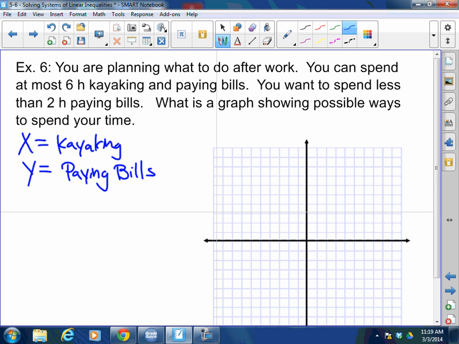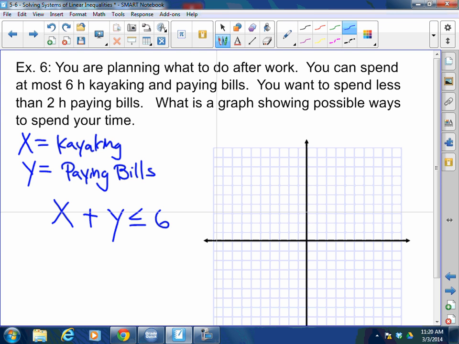What are my 2 equations here? It says you can spend at most 6 hours kayaking and paying bills. So that means if you take some time to kayak, plus the time to pay bills, that has to be at most 6. So it has to be at most, so that's less than or equal to 6 hours, because you got to go home to your family, all that good stuff.